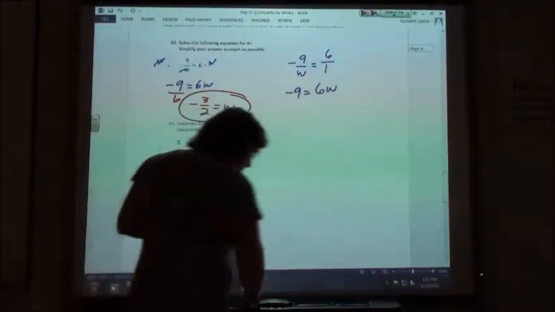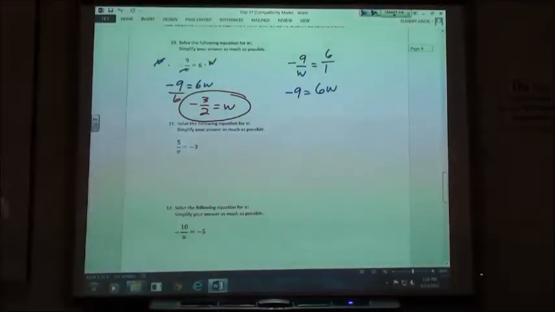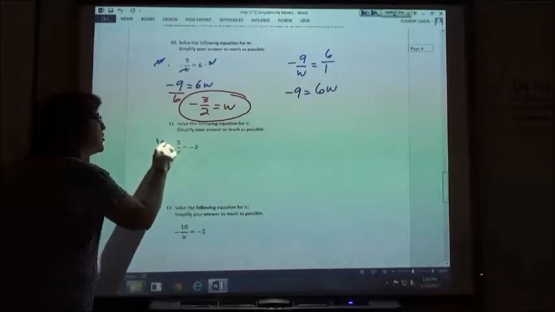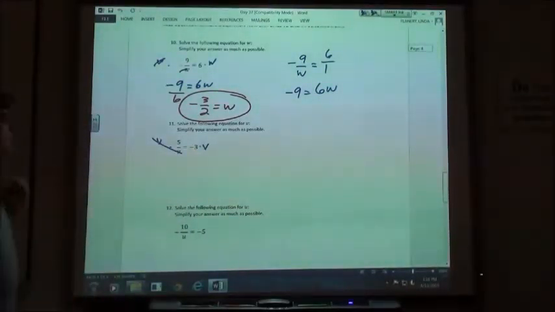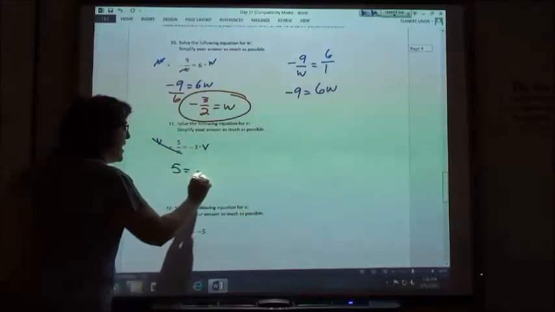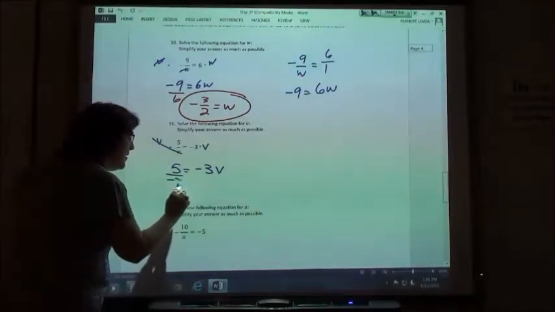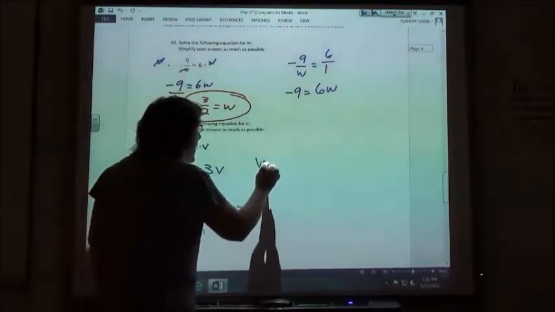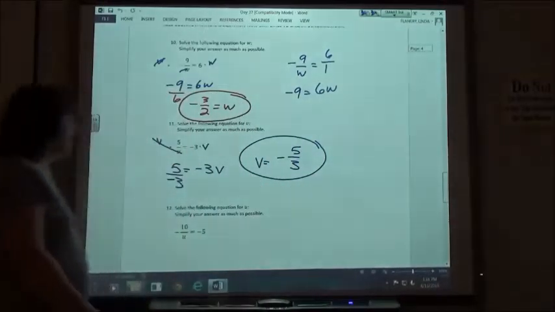So now number 11, we're going to solve that one for v. The v is in the denominator. The first thing I want to do is get rid of that fraction, so I'm going to times by the v so I can cancel the fraction out of there. So 5 is going to equal negative 3v. Then I divide by the negative 3. There's not a whole lot of simplifying to that one other than we can put the negative in front, and so negative 5/3.